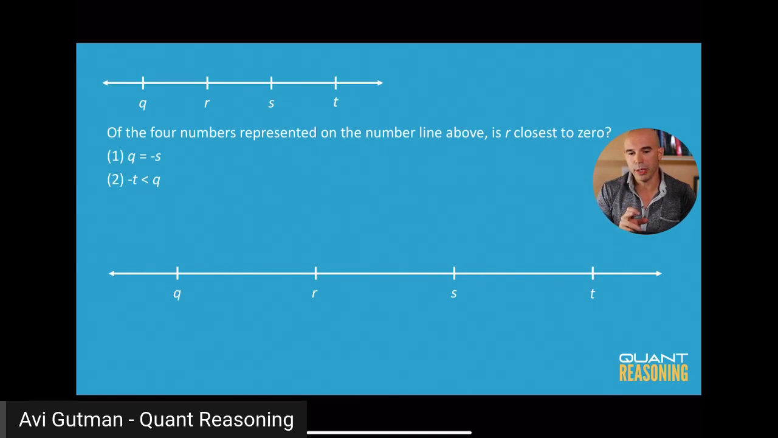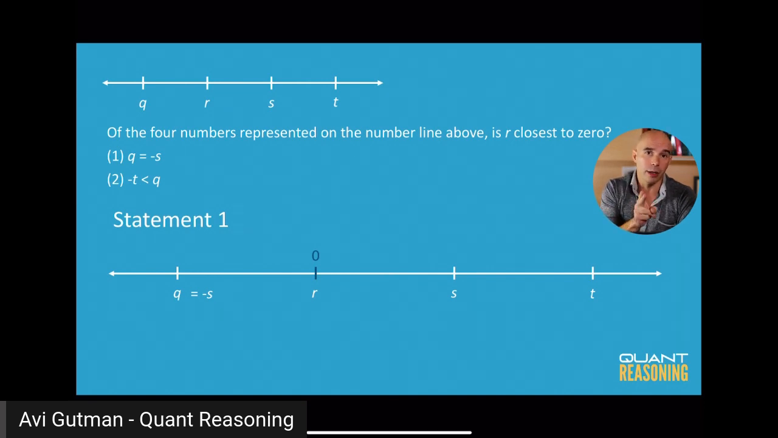Now, statement 1 tells us that Q is negative S. So I can just go ahead and put that in there. Q and negative S is the same thing. Now, we have S already on the number line, and now we also have negative S on the number line. The one thing we can say about S and negative S is that they're mirror images of one another on the number line. In other words, 0 has to be at the midpoint between negative S and S. 0 has to be exactly in the center between those 2 points. So 0 is right there.